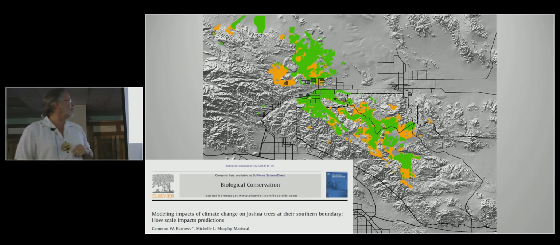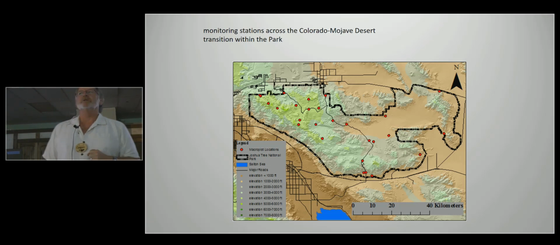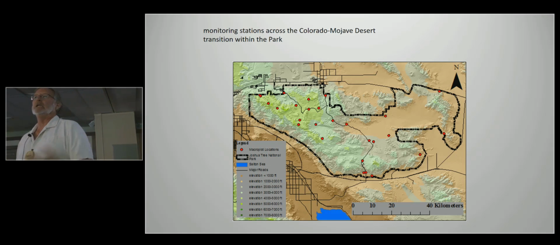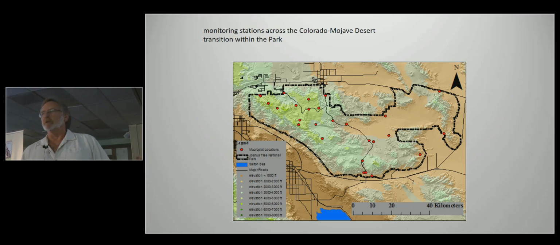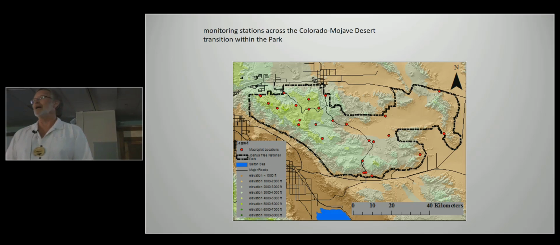Oh, there's the paper. So we want to expand that. Joshua trees are cool, they're iconic, but we're interested in biodiversity. I'm going to use that word a lot because I think you guys get that.